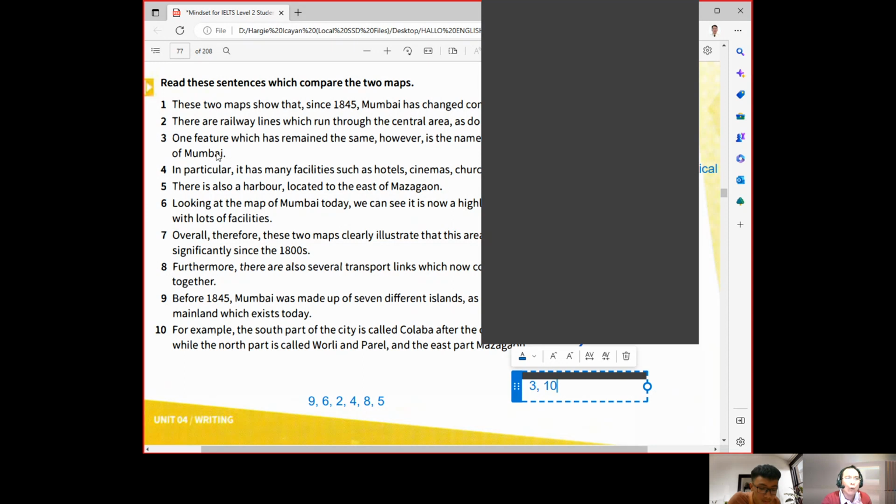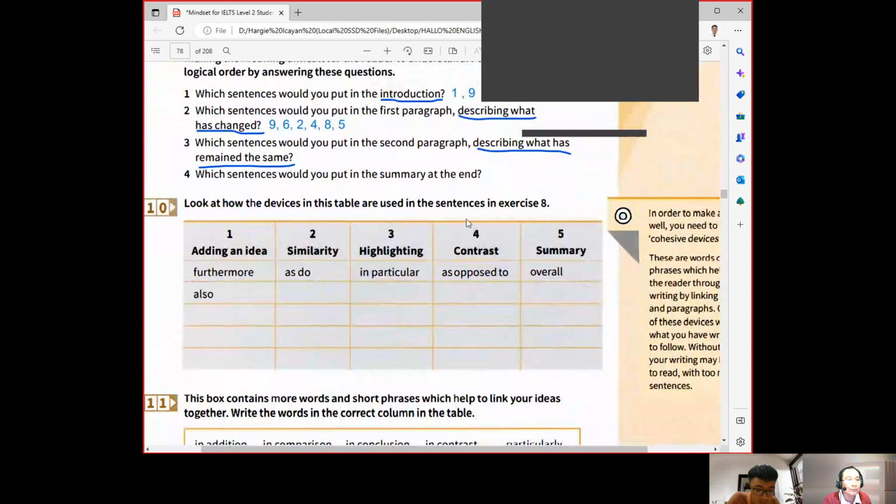Look at this one: One feature which has remained the same, however, is the names given to the areas of Mumbai. And after that, for example, the south part, and so on. So that would be 3 and 10. Okay, next.